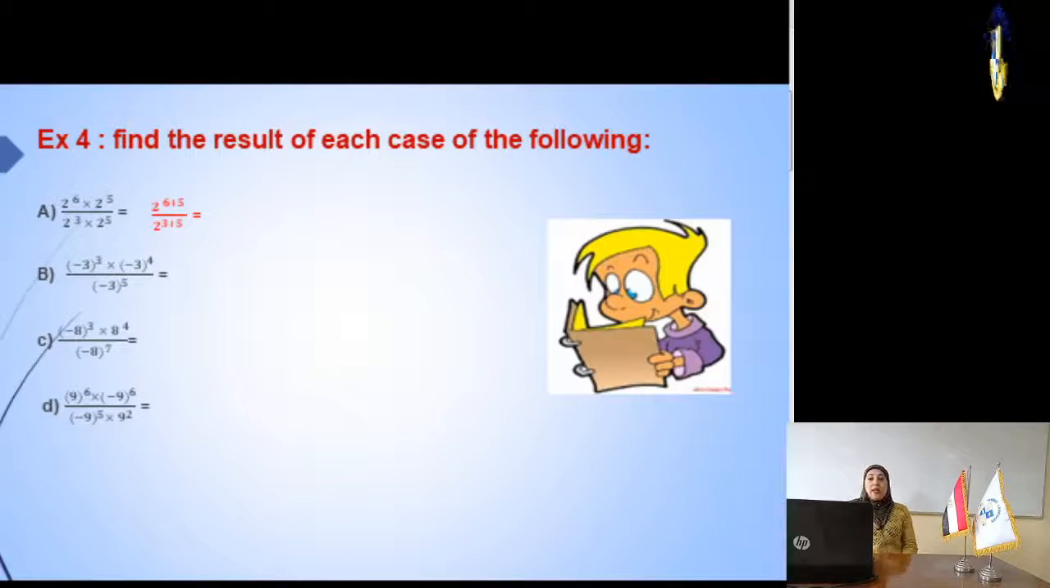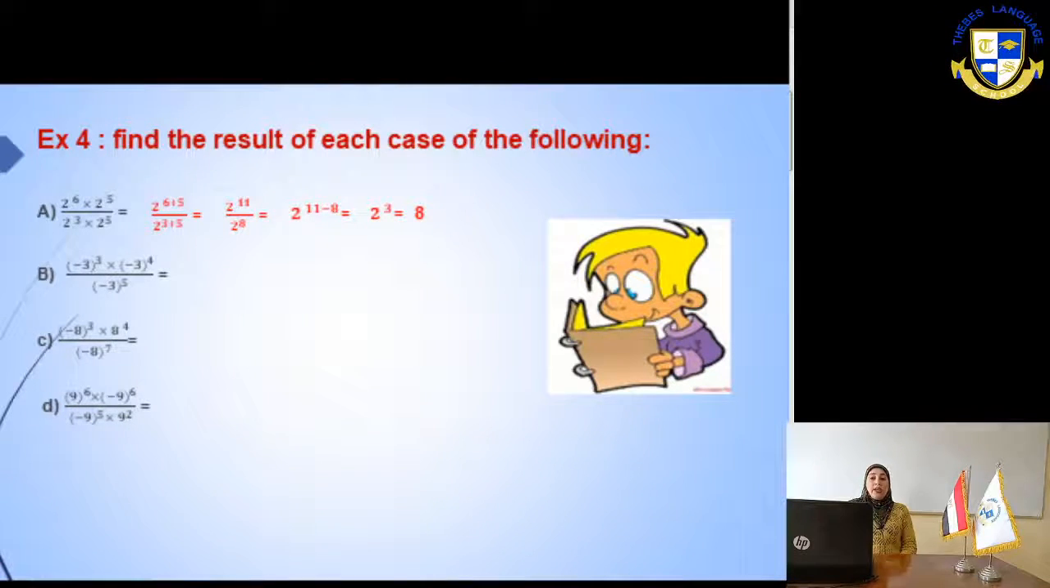The numerator will be 2 up to the power 11 divided by 2 up to the power 8. Now I have division, so I'll subtract the powers. It will be 2 up to power 11 minus 8. The final answer will be 2 up to power 3 equals 8.